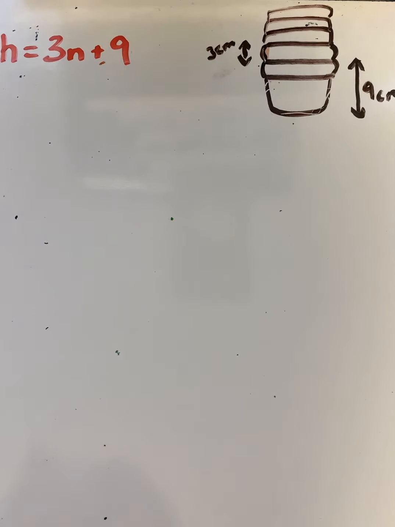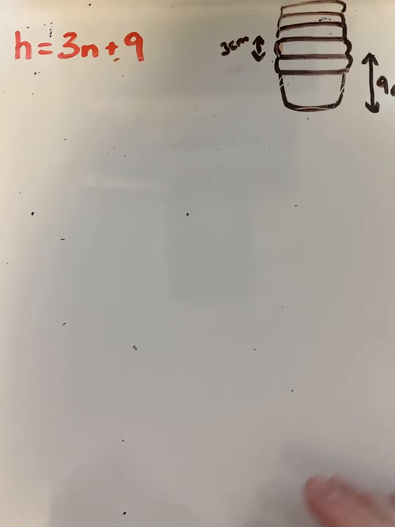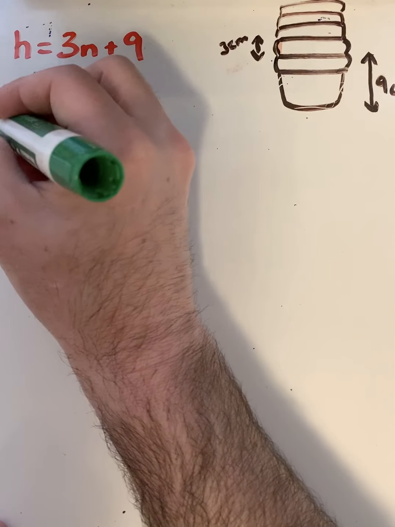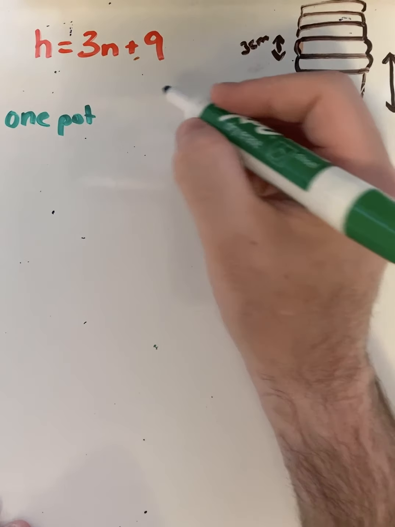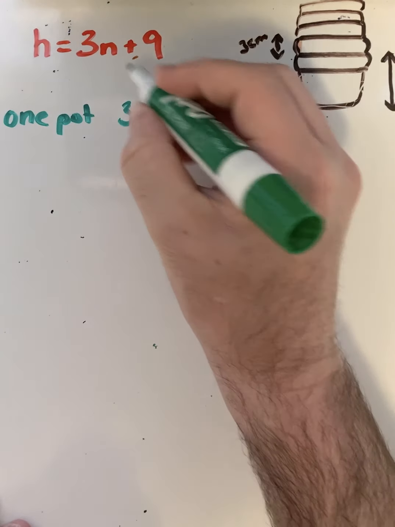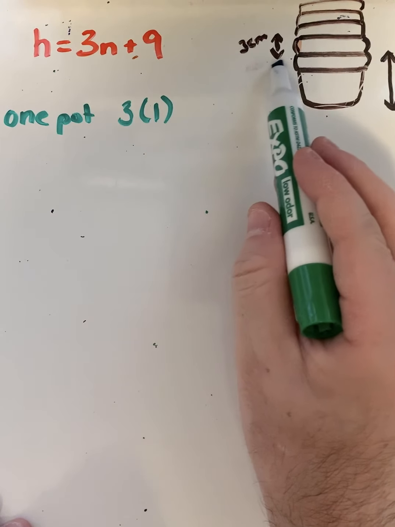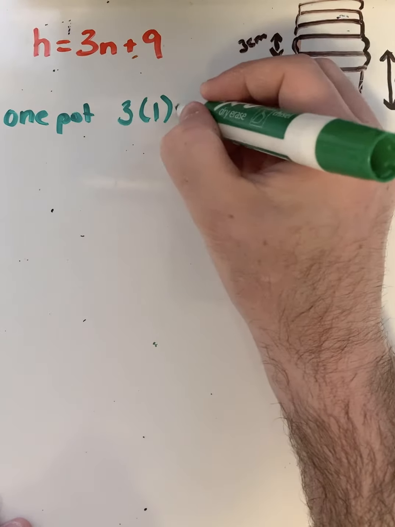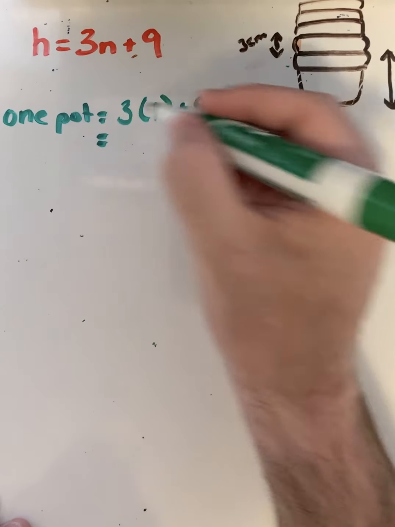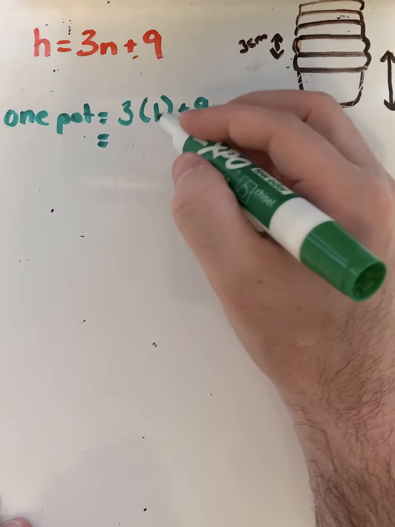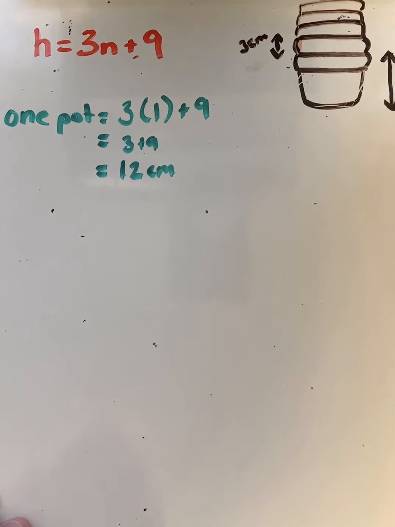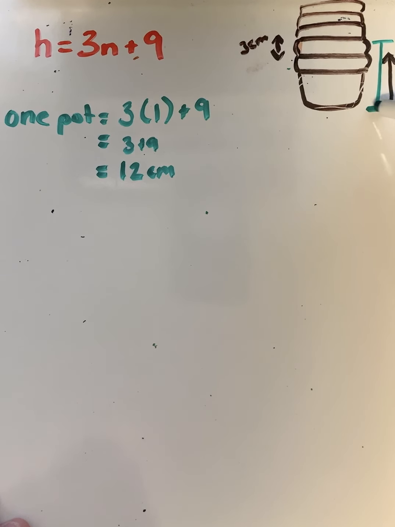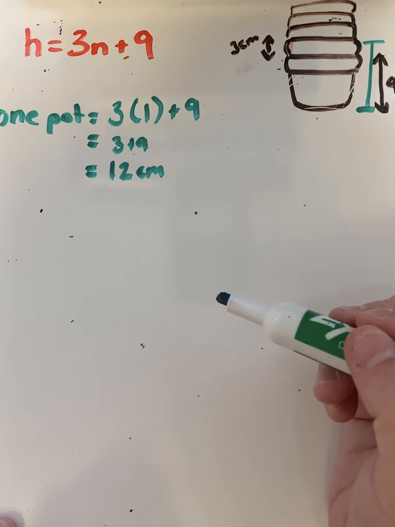So how would I be able to find out, let's say, the first 3 pots? For our first pot, so for one pot, I'm going to insert into the n, I'm going to insert 1, right? Because it represents this first pot right here. So I'm going to do 3 times 1, which is 3, plus 9. And the first pot all the way down to the bottom, it's 12 centimeters.